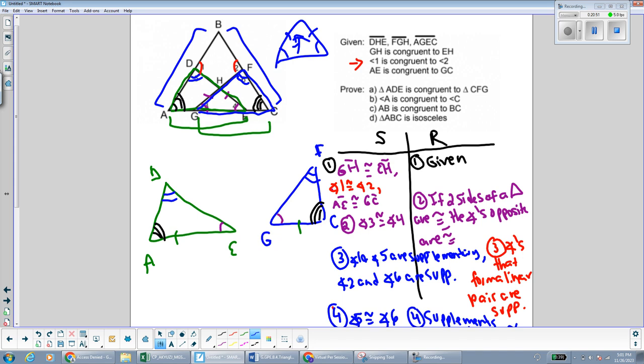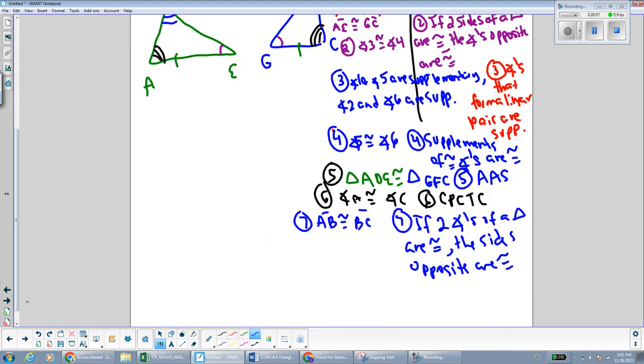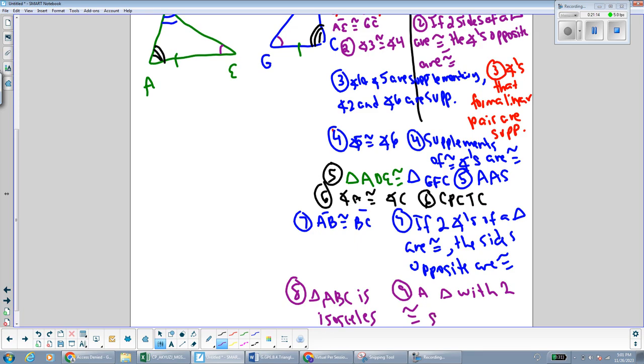And now the last part of the proof is to prove that triangle ABC is isosceles, which we already know because we just proved that it has two equal sides. So let's just finish up our proof. Oops, over here. So finishing it up, triangle ABC is isosceles. We already showed that it has the two equal sides AB and BC. A triangle with two congruent sides is isosceles.